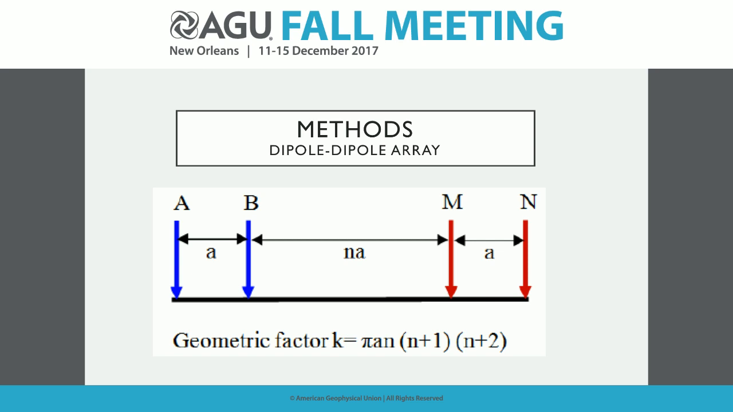We moved the red ones at a 5-meter spacing 5 times till n equals 6. After this, we plugged in our data to this formula.